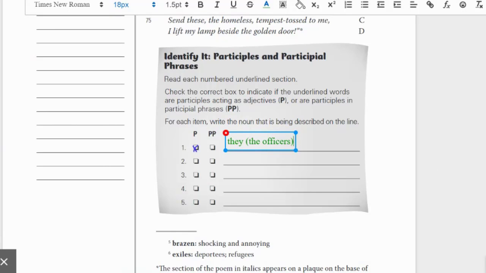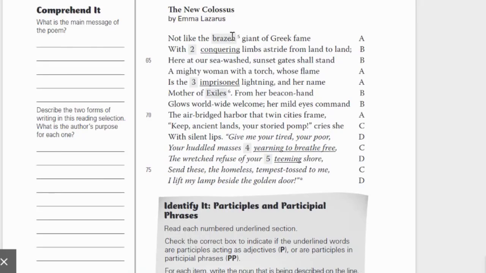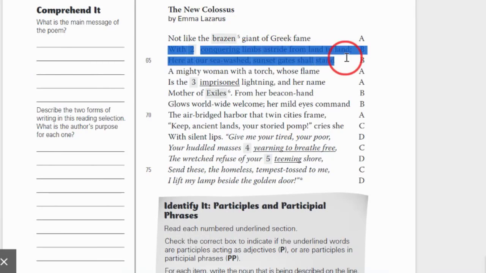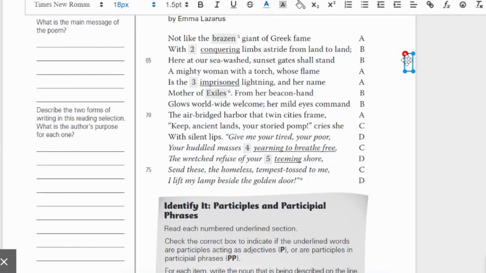Not like the brazen giant of Greek fame with conquering limbs astride from land to land. Here at our sea-washed sunset gates shall stand a mighty woman with a torch, whose flame is the imprisoned lightning, and her name, Mother of Exiles.